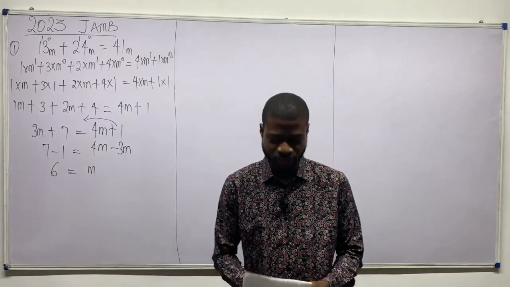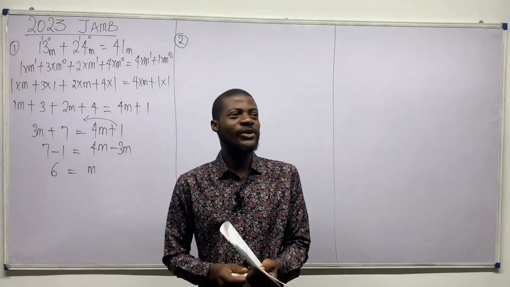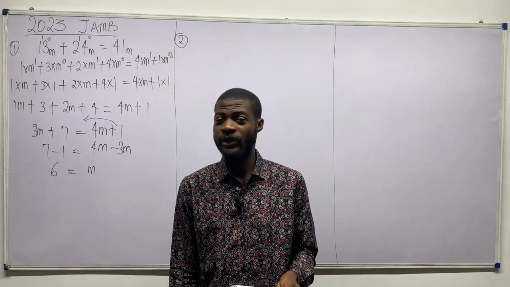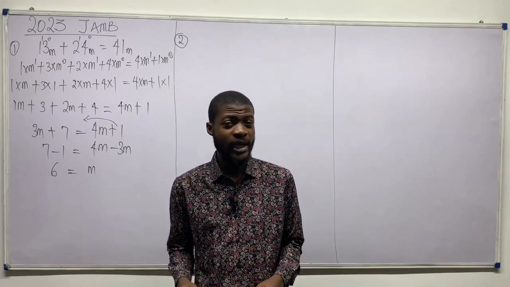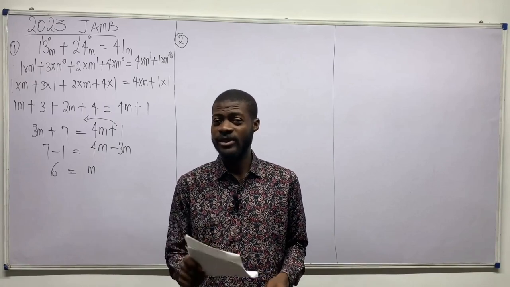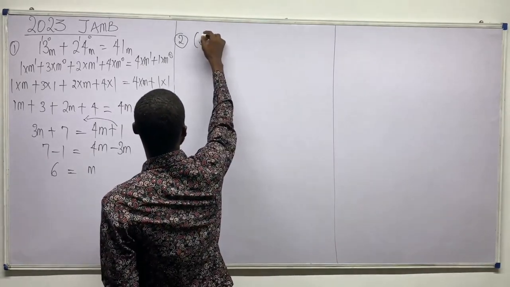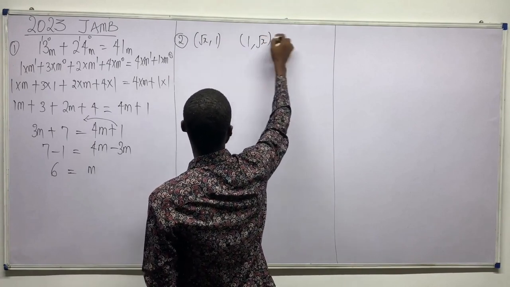Question 2, without further ado. If the distance of the line joining the points root x, 1 and 1, root x is 3 units, you're asked to find x. When I first saw this question, I said, this is a very beautiful one because coordinate geometry is very important. In case you've not actually gone through questions on coordinate geometry, you have to do that immediately. Coordinate geometry is a must in your exam and it's important you know it. So, they said the distance between root x, 1 and 1, root x is 3 units.